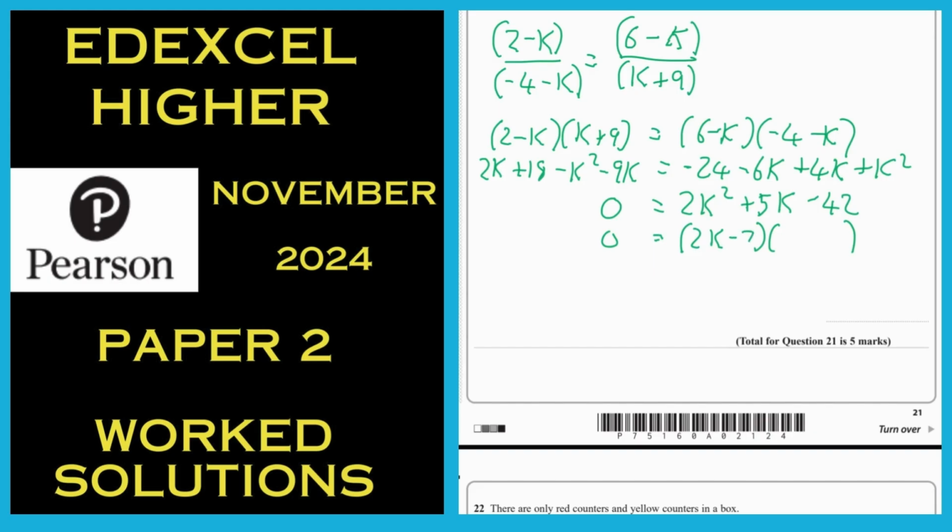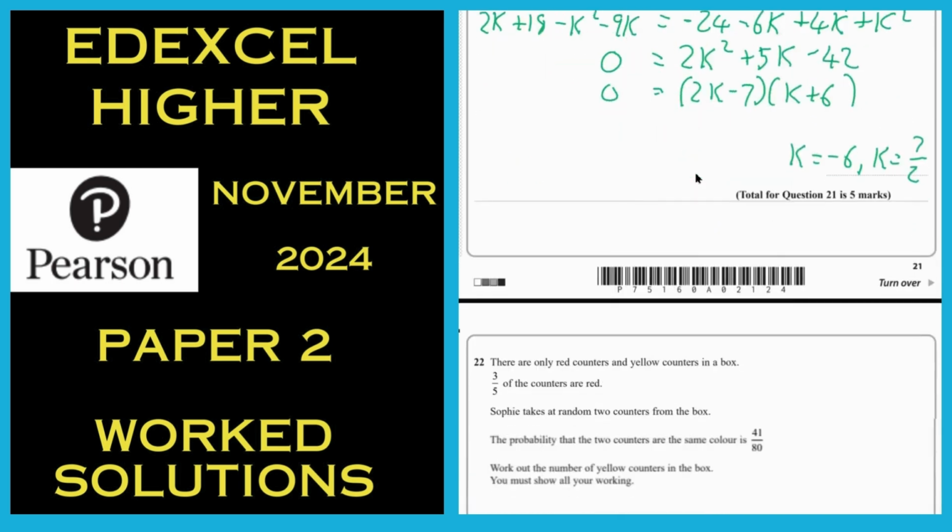2k minus 7, k plus 6. Two answers for k. Change the sign and divide by 2. A lot of work for that question, but well worth sticking with it. On we go.